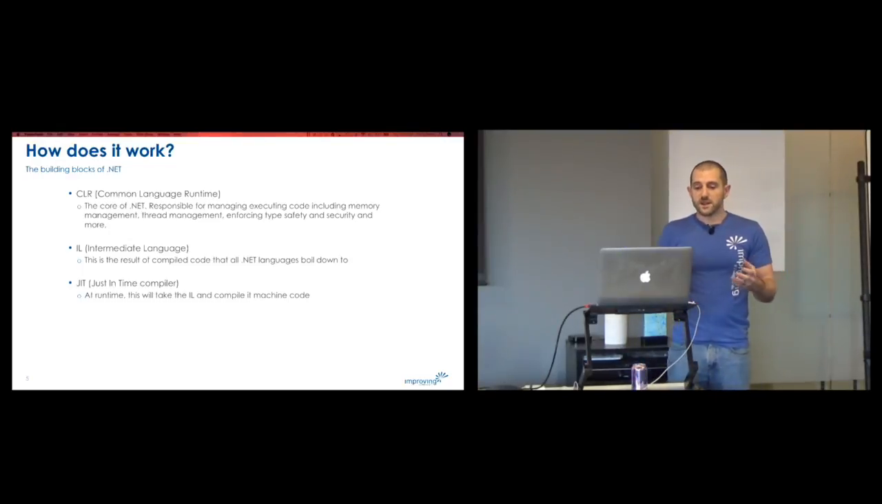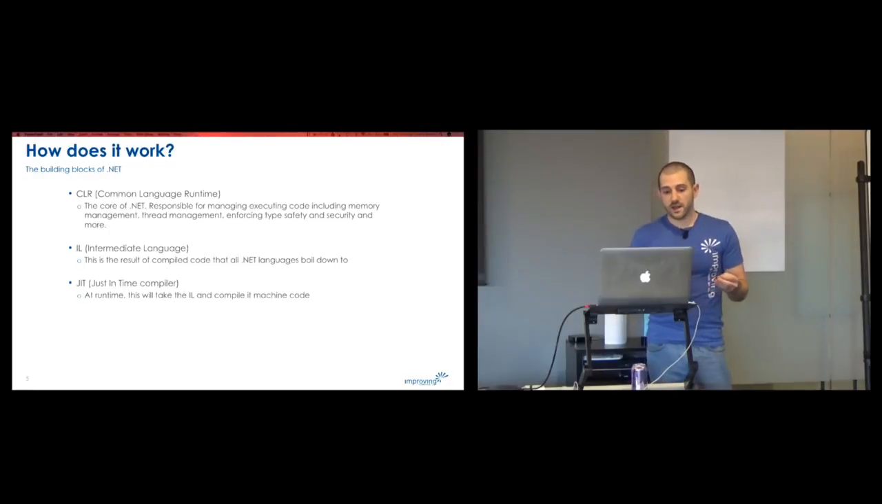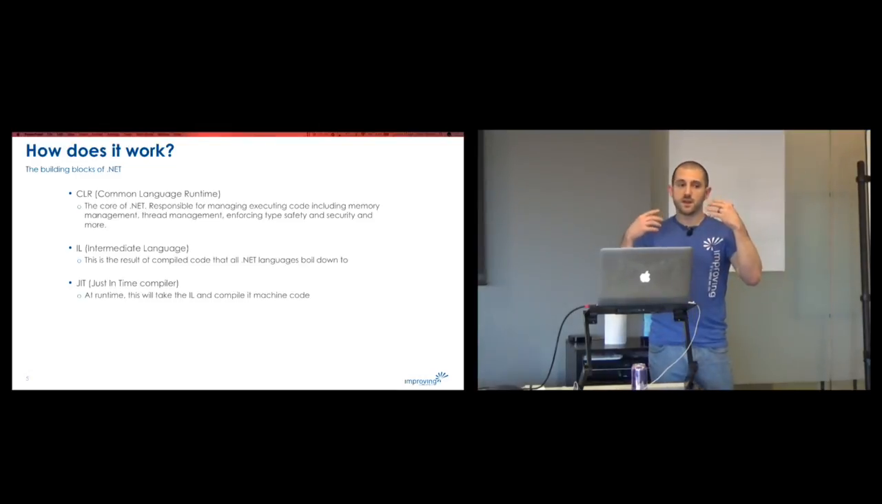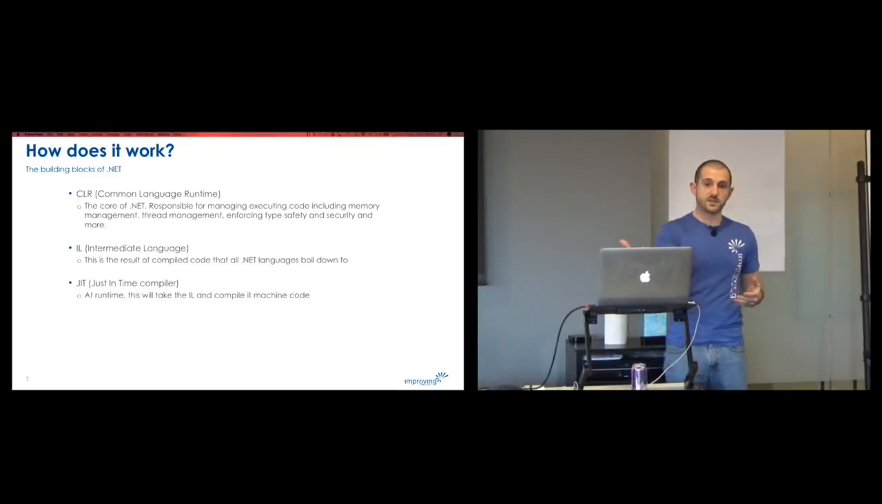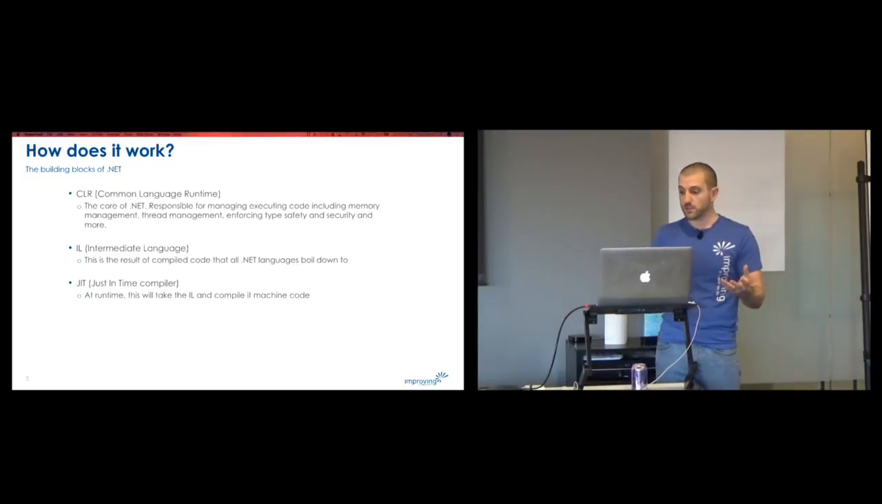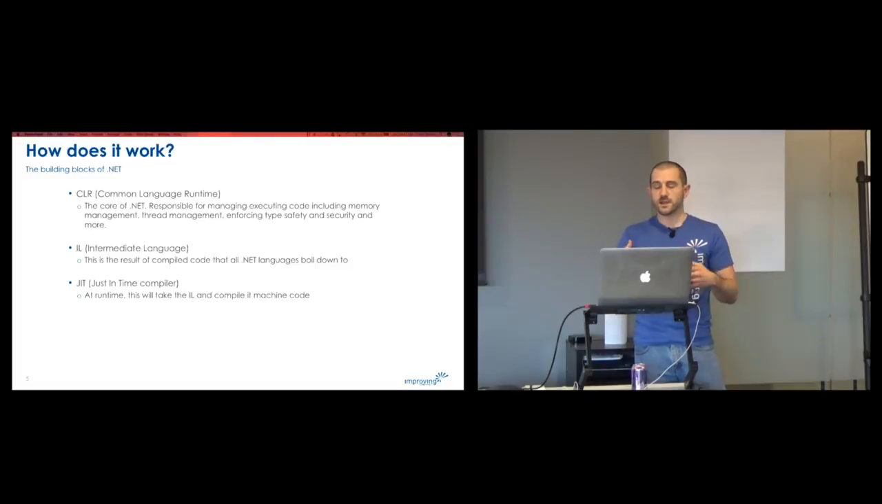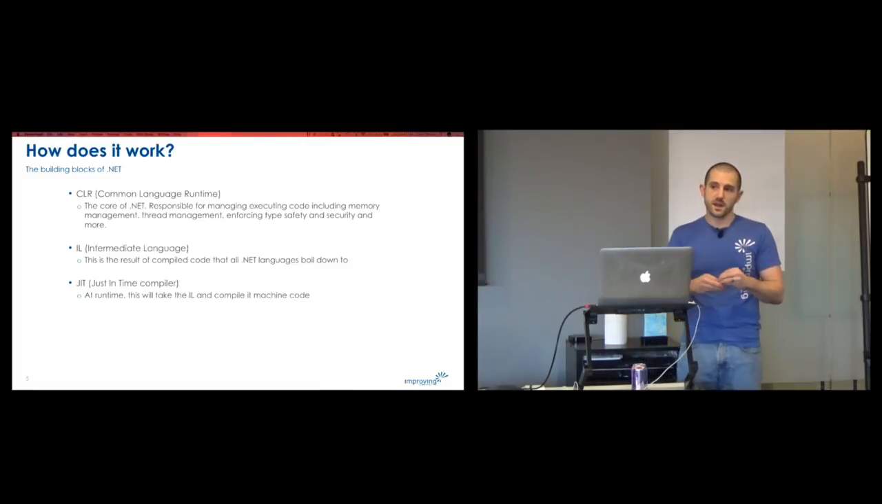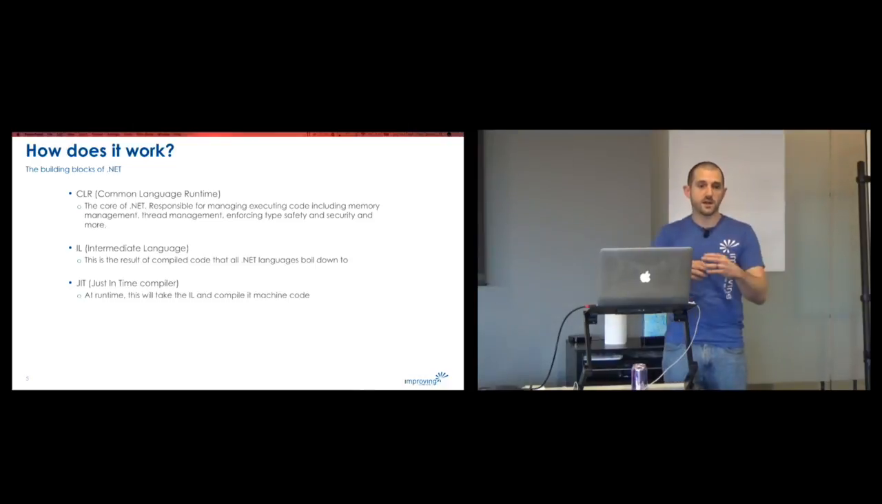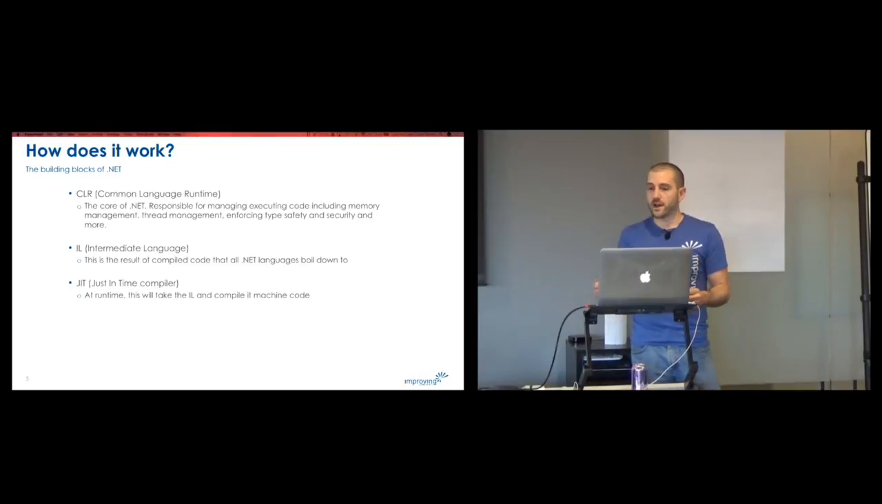There's another piece of it that is called intermediate language, and this is essentially when you are writing your code and then you build it, it outputs what we call an assembly, and I'll get to that. And that assembly contains intermediate language, and this is a common high-level language that is shared across all the different programming languages that are supported by .NET.